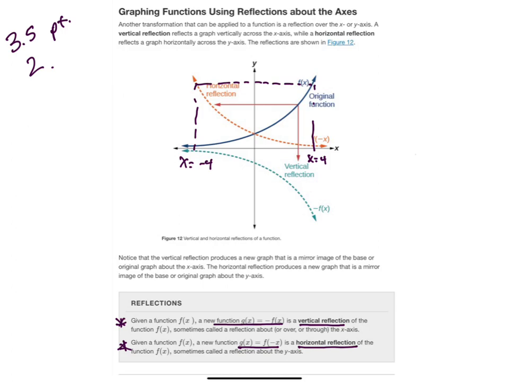That holds true with yesterday. The inside stuff deals with x, it's horizontal. And the outside stuff deals with y. And that would be vertical.